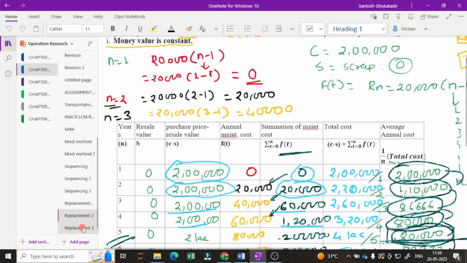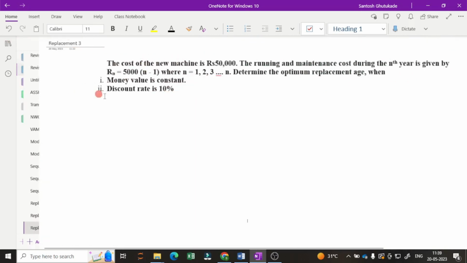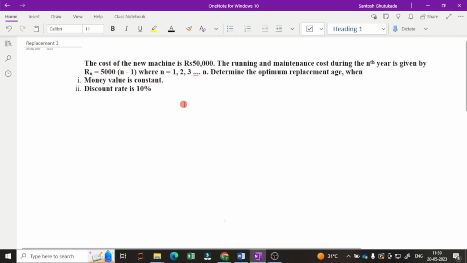Now today we will see this problem. The cost of a new machine is 50,000. The running and maintenance cost during the nth year is given by a relation, where n is the number of the year, 1, 2, 3, 4 up to n. Determine the optimal replacement age when the money value is constant. This type of problem we have already seen. Today we will focus on a discount rate of 10%. That means money value changes with the discount rate of 10%.